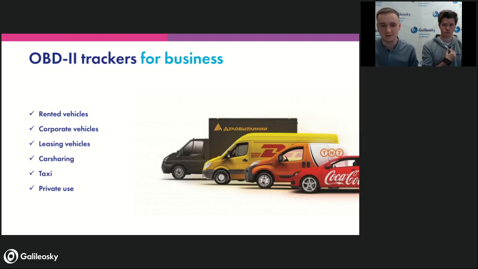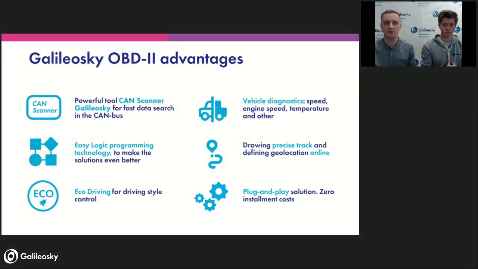So let's move to the key advantages and key benefits. One that we can talk about all day long is the CAN scanner tool. You might know that it's dedicated to extracting any available CAN parameter from any specific vehicle. You probably know the technology which was deployed last year on Galileosky 7 and the base block. Now it is organically transferred to Galileosky OBD-II, so you can use the same tool for data decryption that you have used on 7.0 and the base block. I will not talk a lot about it.